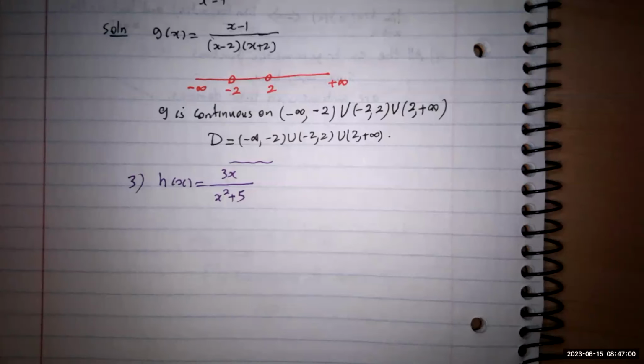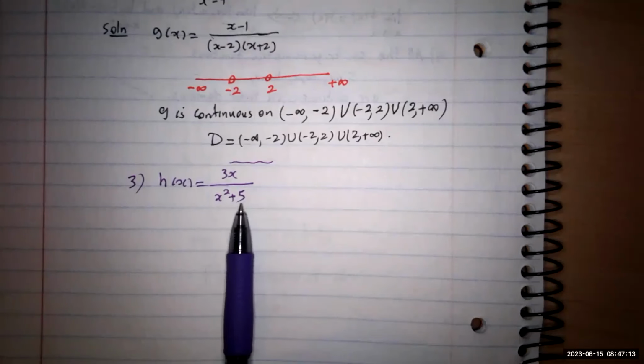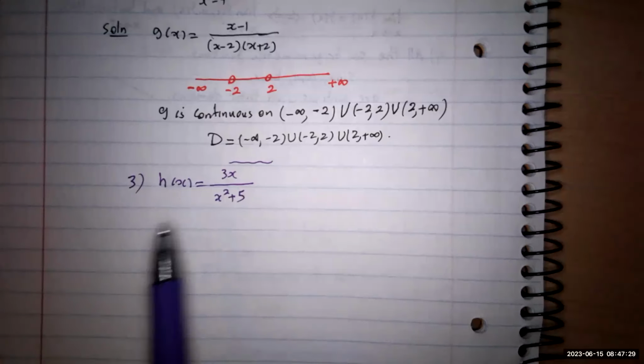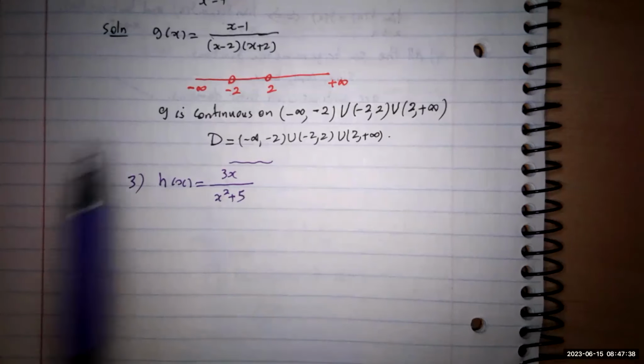Everywhere. Very good. Everywhere. Yes, excellent. The top is continuous, the bottom is continuous. So the only thing you have to worry about is whether the denominator can be 0. But this is x squared plus 5, and you cannot factor it. You can factor x squared minus 5, which would be x minus radical 5 times x plus radical 5. So the denominator is never 0 because it's x squared plus 5. x squared is positive, so you'll never make the denominator equal to 0. So it's the whole number line.